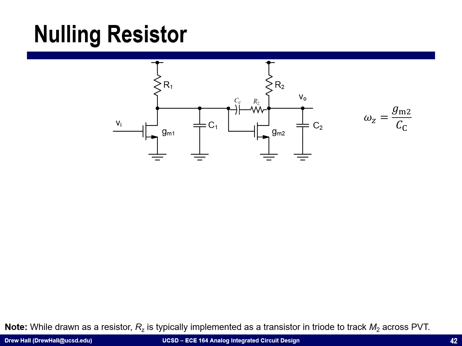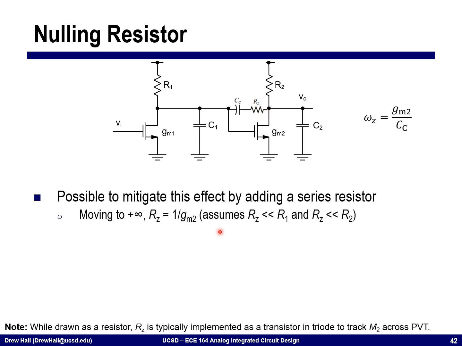All right, so what can we do to mitigate this? One technique is that we can add another element here, and I'm going to call this a nulling resistor, RZ. This nulling resistor gives us an additional degree of freedom to position where the zero is. So we got a couple of options. One, I can move the zero to positive infinity, and I can do that by setting RZ equal to 1 over GM2. There are a few assumptions here that we need to make sure are correct, and that's that RZ is much, much less than R1, and RZ is much, much less than R2.